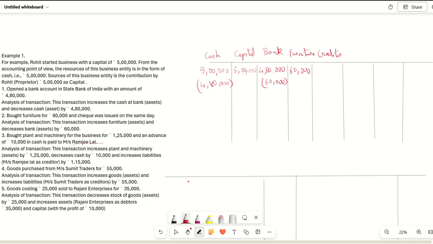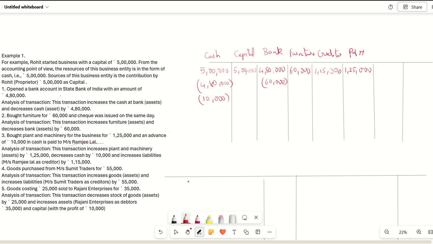What is bought? Plant and machinery worth 1,25,000 is bought. So 10,000 has been paid through cash. So cash will reduce by 10,000 and creditor, the company is liable to pay 1,15,000, right?